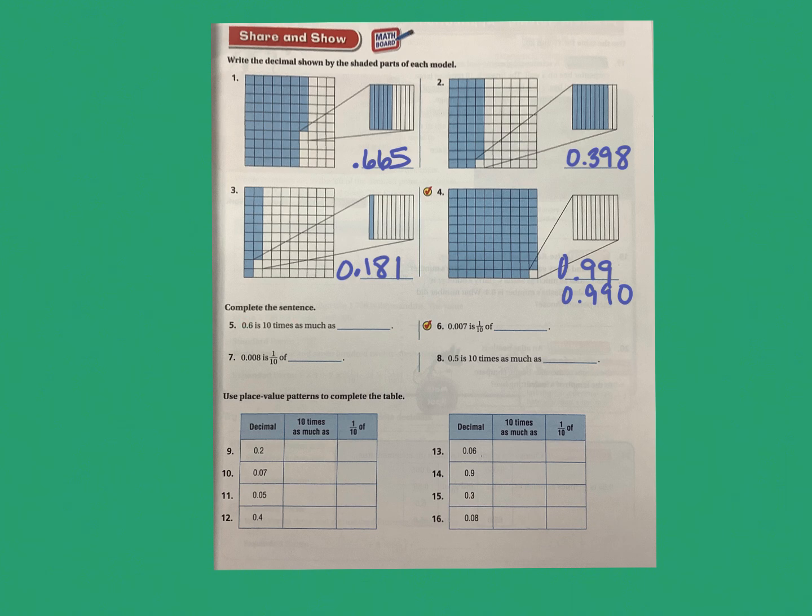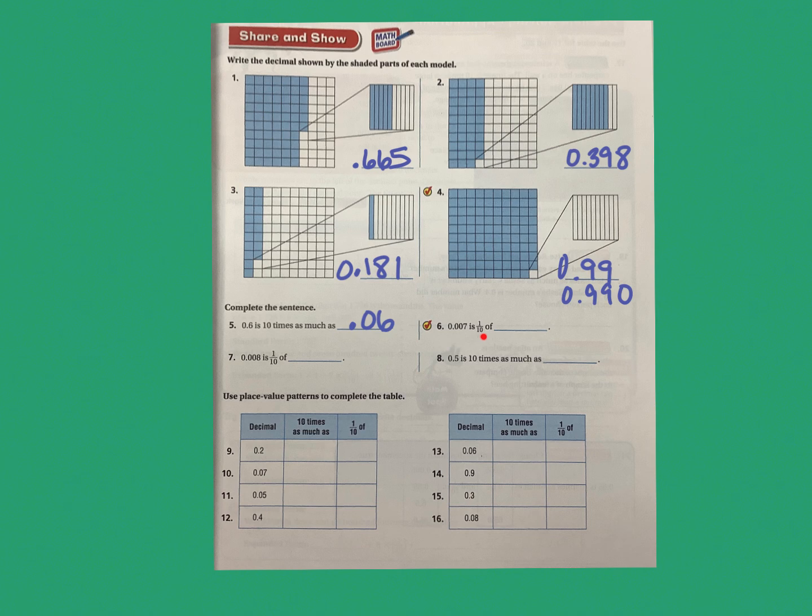Let's complete this sentence. 6/10 is 10 times as much as. So it's 10 times more than what number? It's 10 times more than 6 pennies, because 6 pennies times 10 gives me 6 dimes, 60 cents. Okay.